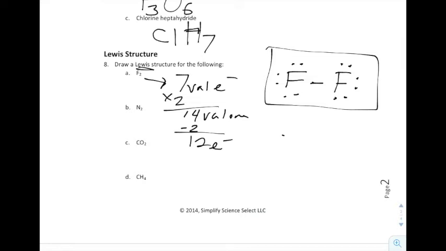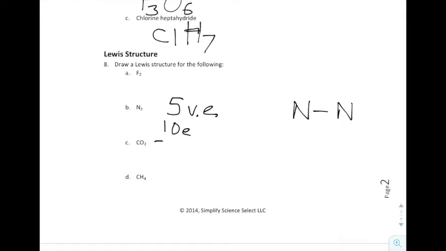So now let's go ahead and take a look at nitrogen, and then I'll give you the answers to the rest of them. Nitrogen is going to be a little bit different, because when we look at it, you see that nitrogen should have 5 valence electrons, because it's in group 15. I'm going to draw out nitrogen with the nitrogens connected to each other. Since there are 2 of them, that means I've got 10 electrons. I've already bonded 2 of them, so that leaves me with 8 electrons left.